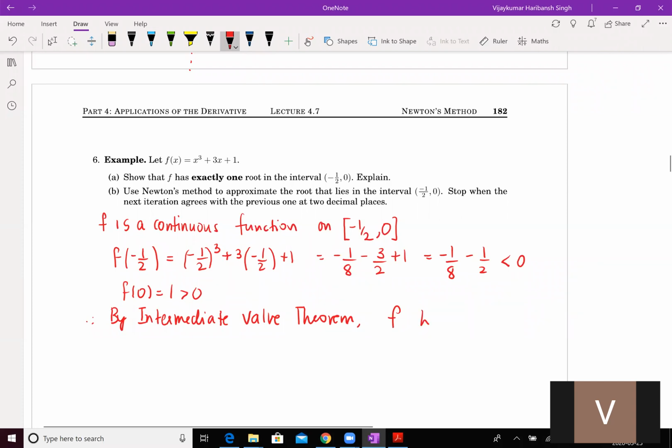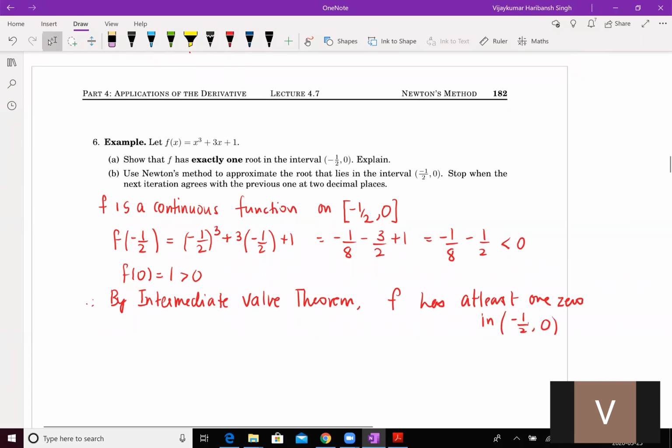f has at least one zero in minus half to 0. Okay. However, it says that we want to show that it has exactly one zero. So how do we go about it? There are various ways. One way is to use the mean value theorem. The other one is the following. Look at the derivative of this function.